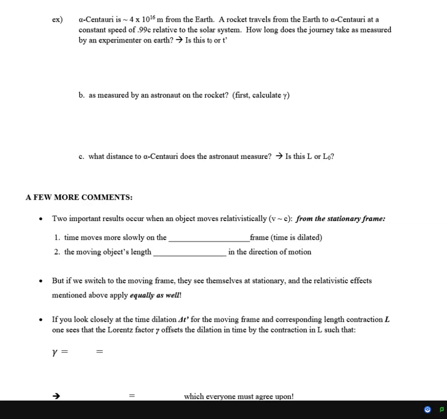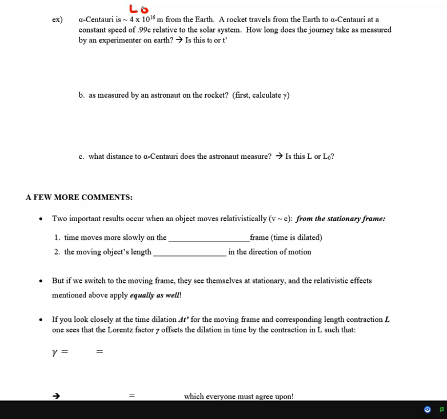Okay, so let's look at the first thing, the 4 times 10 to the 16th. That's an L. The question is, is it the proper length, L naught, or is it the length as measured by the space traveler of the actual distance between the two objects? Pause this and think about it for a second. Since we're on the Earth, this distance is measured from the Earth, and the Earth is not moving, as discussed earlier, so this is going to be the proper length. This was not measured from the spaceship's frame of reference, so that's important.